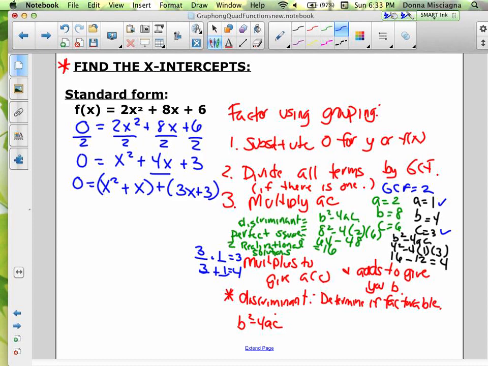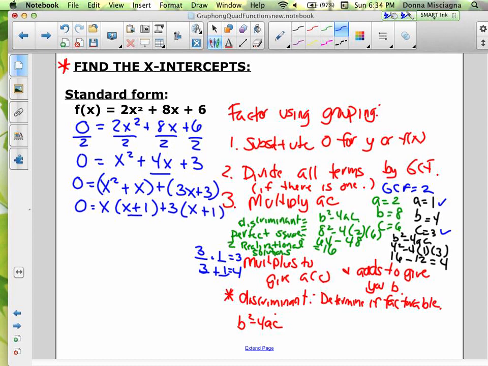All right, so now we'll factor out our greatest common factor. So from x squared and x, we can factor out an x. We'd be left with x plus 1, right? Because x squared divided by x is x, and x divided by x is 1. Greatest common factor for 3x and 3 is positive 3. 3x divided by 3 is x. 3 divided by 3 is 1.